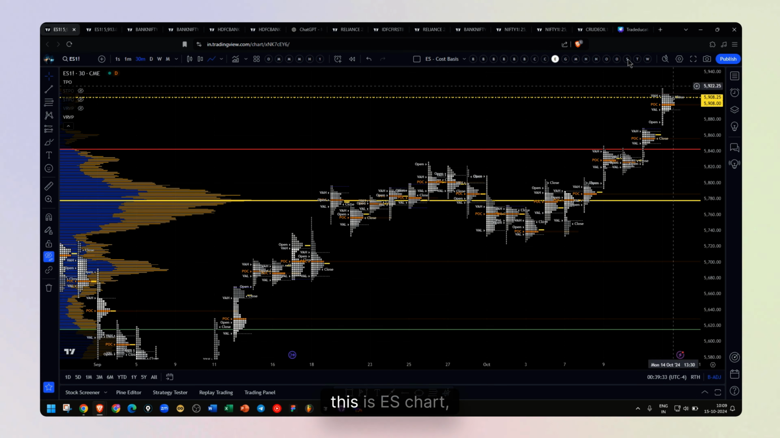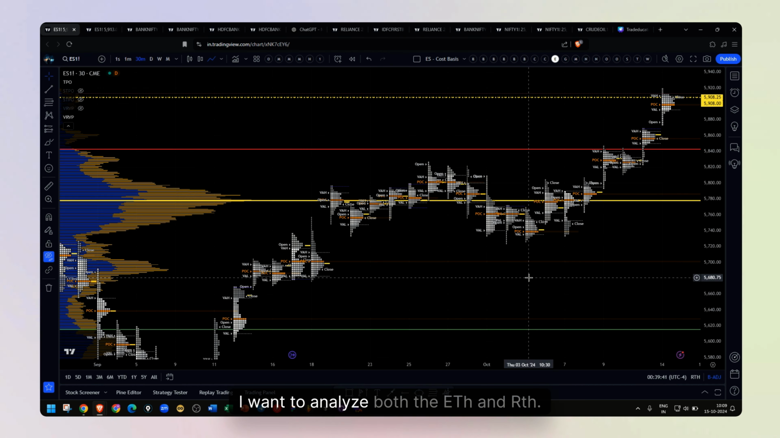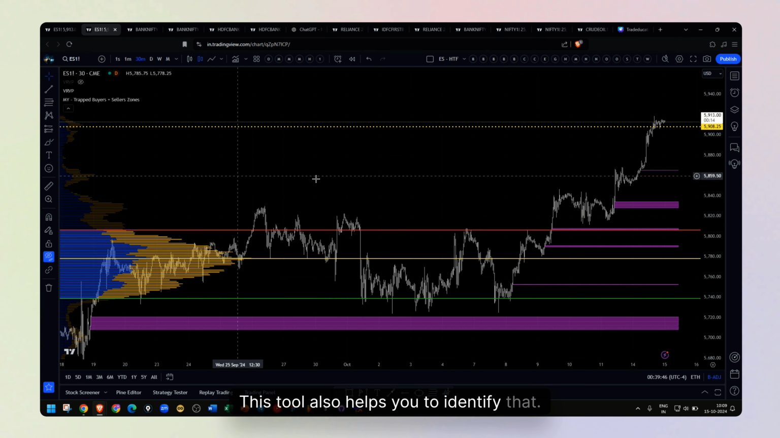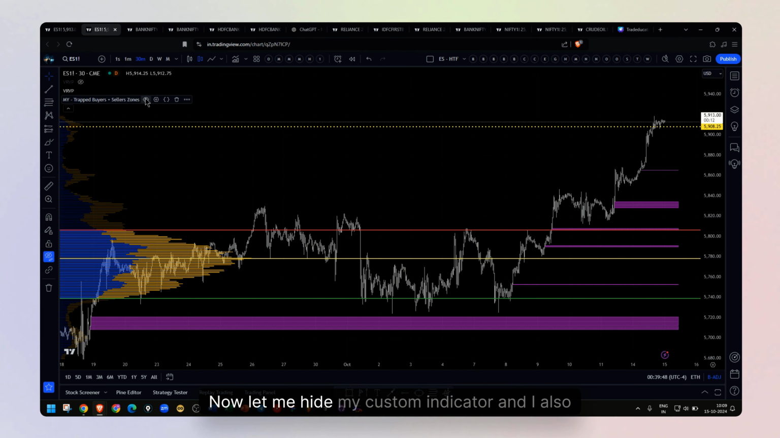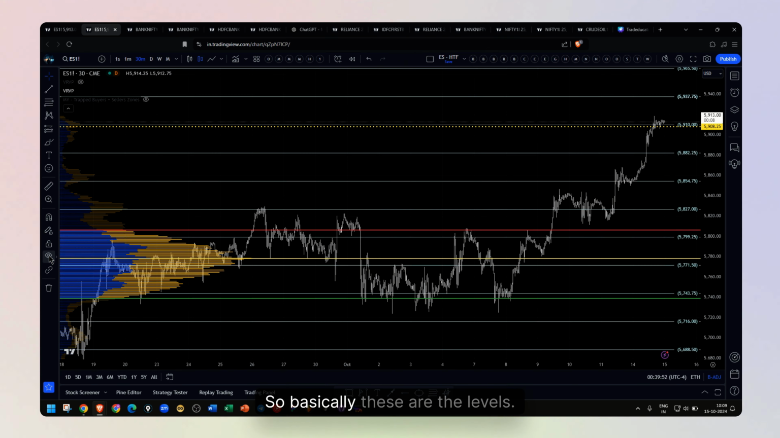Now, this is the ES chart, but this is on the RTH session. What if I want to analyze the extended trading hours? I want to analyze both the ETH and RTH. This tool also helps you to identify that, right? Now let me hide my custom indicator, and I've also hidden my levels. So basically these are the levels.